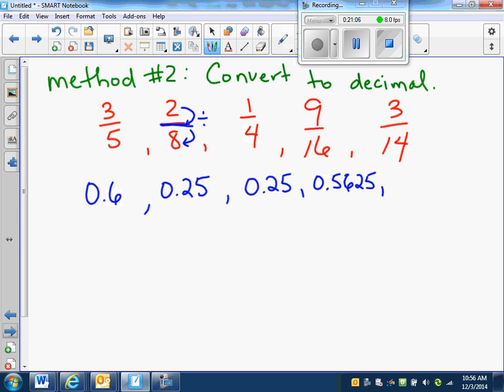How about the last one, 3/14? Eli? Okay, 0.2142857114. Now, you've got your decimals, and if you see this, I hope it would be fairly easy for you to see which one is smaller and which one is larger.